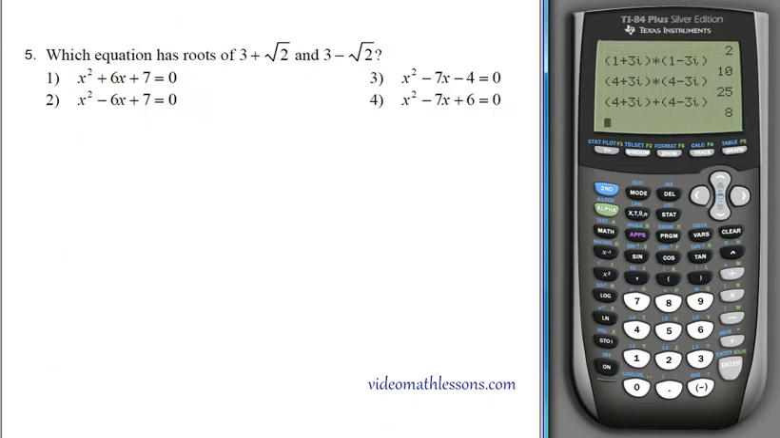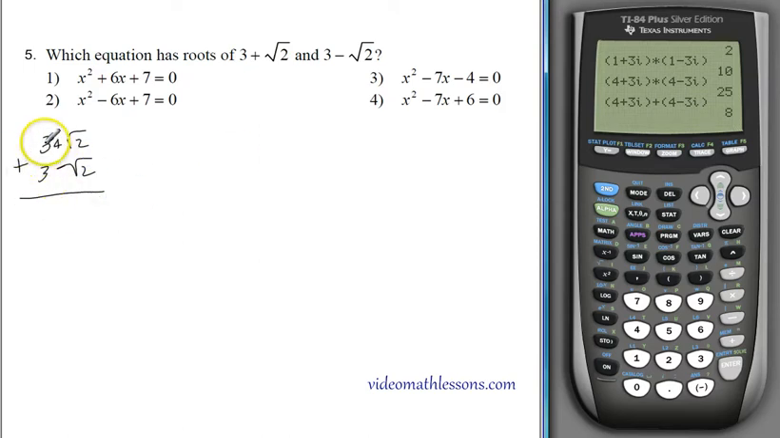Now here's our last problem. This has radicals, square roots. Notice these are conjugate pairs, and we just mentioned that before. So they want me to do the sum and product. Now I could use my calculator with the radicals, but I could do this by hand. It's not a big deal. So I'm just going to do 3 plus rad 2. I'm just going to line them up. 3 minus rad 2. And I'm going to find the sum.